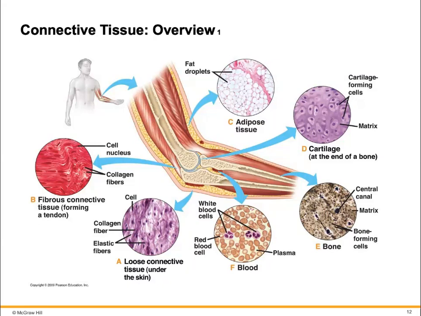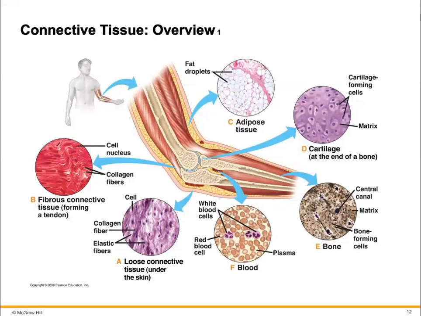But connective tissue, in contrast to epithelial tissue, is almost always vascularized, meaning that there's a lot of blood vessels that run through those connective tissues. The only exception to this particular rule has to do with your tendons and your ligaments and cartilage.